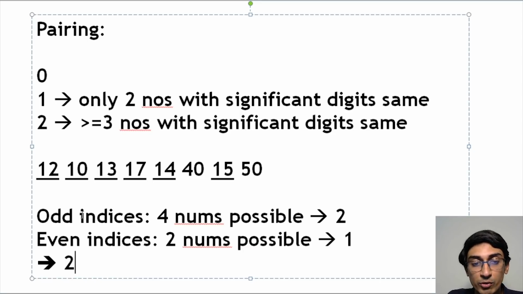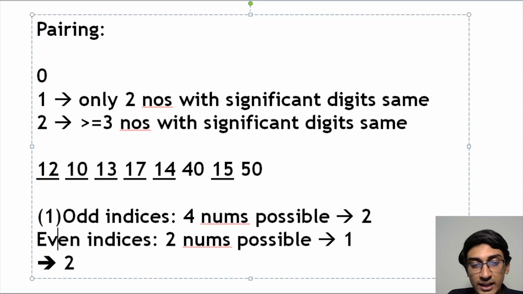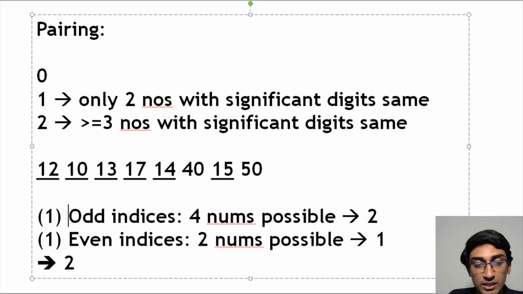Right? That means with 1 being the significant digit, there are 4 numbers possible, which means there are up to 6 pairs possible, but we can select only 2. There are 2 numbers possible in even indexes, which means we select 1 pair, but combined that would give us 3. Again, that combination 3 is not allowed for us. We need to get only 2 pairs. So combined, all of the pairs for a particular significant digit have to be 2.